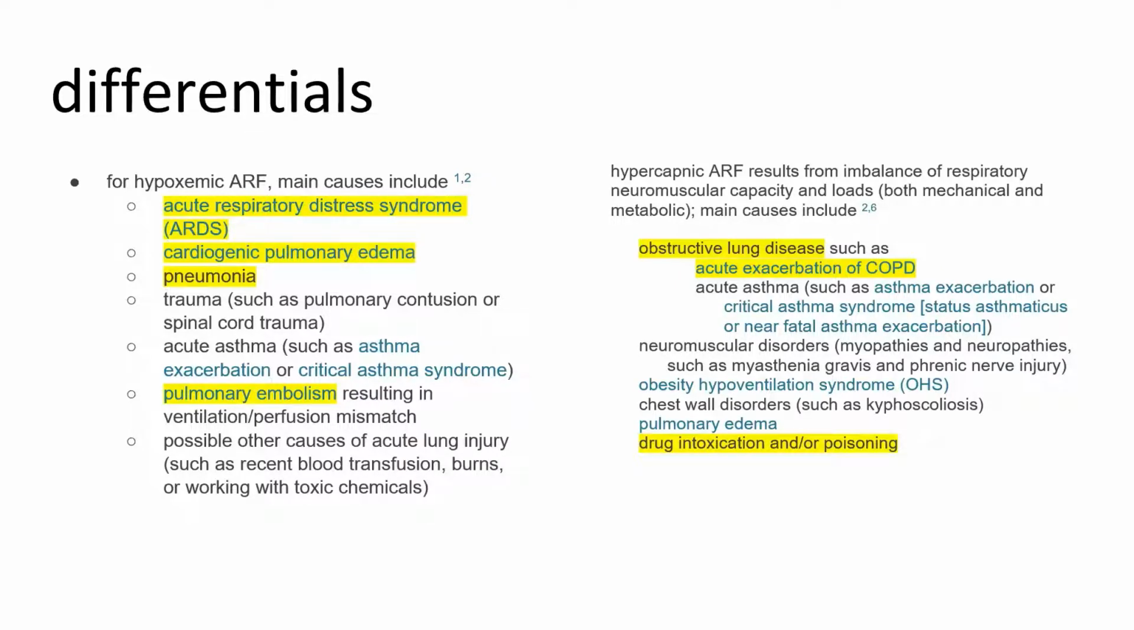So cardiogenic pulmonary edema for any reason, like congestive heart failure, acute decompensated heart failure, pneumonia, for multiple reasons of course. Pulmonary embolism actually can cause both hypercapnic and hypoxemic respiratory failure. For the hypercapnic, what I want you to know is the COPD exacerbation and asthma exacerbation, and as you mentioned, OHS. Many causes, but I'm talking about the most common things that you will see on the floor.